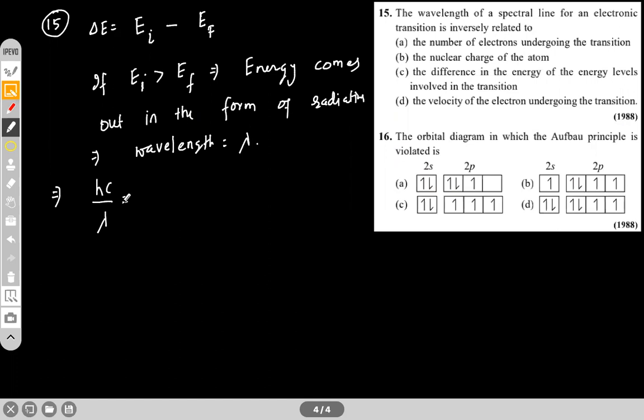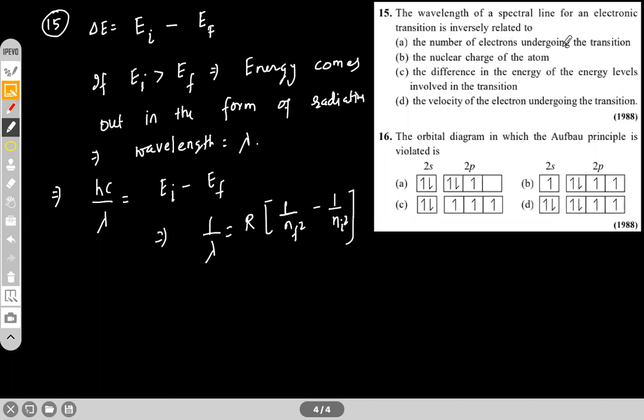So delta E is the energy that comes out, and it has wavelength lambda. So delta E is equal to hc by lambda, and we have here EI minus EF. If you solve this, you'll get 1 by lambda is equal to R into 1 by NF square minus 1 by NI square. This is the relation we have. R is the Rydberg constant. Let us see the options.